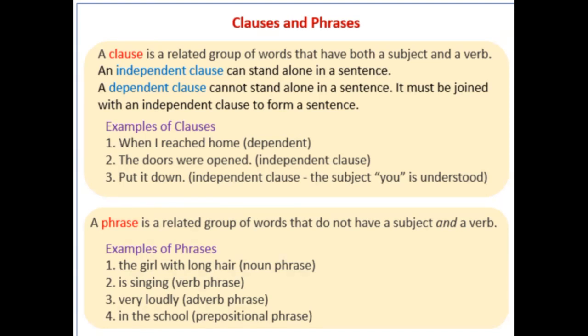Next, is singing. Is is the auxiliary verb. Singing is the ing verb. If there is an auxiliary verb and another verb, the phrase is a verb phrase. Is singing is the verb phrase.